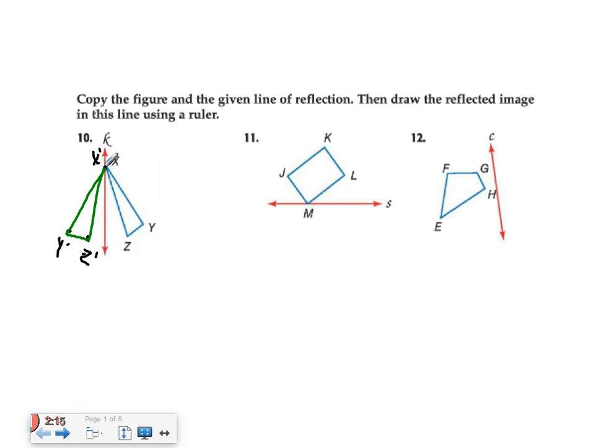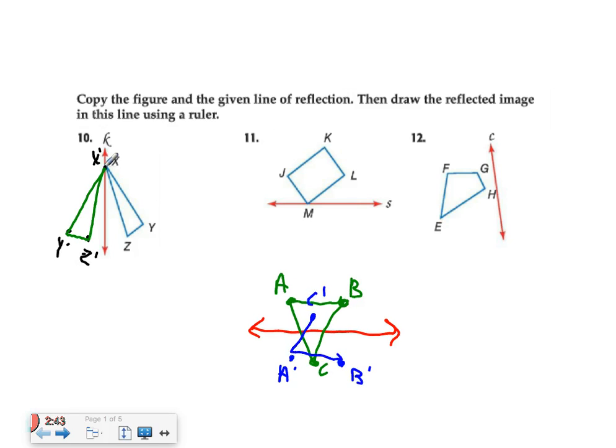And then the ones 13, 14, and 15 get a little fancy, and you're going to have shapes on both sides. So let's just do a quick example. This is my line of reflection. Let's say I'm reflecting this triangle here, A, B, C. Okay, we reflect A over. A is now here, A prime. B prime's here. C prime's here. But you guys get the gist, right? Something like that.